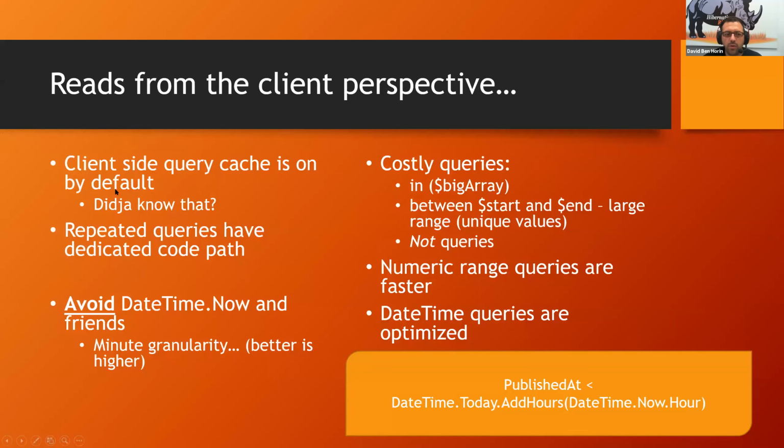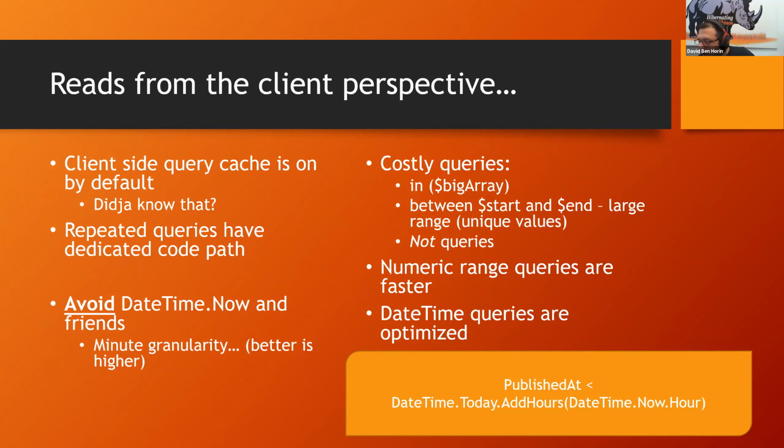And the reason this is important is that repeated queries are going to generate the same query. They're going to be cached at the client side. When we send them, we're going to send the e-tag of the query, and this is going to then return 304 from RavenDB. And RavenDB actually has a dedicated code path to answer, hey, nothing changed, as quickly as possible.